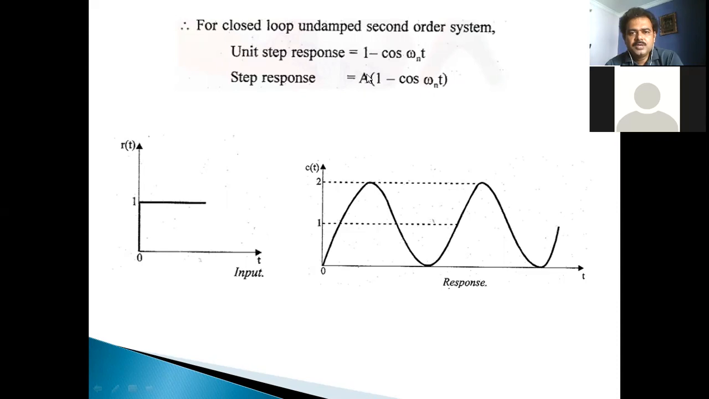In the previous case, because of the exponentially decaying term, e to the power of minus zeta omega n t, these oscillations reduce to the steady state value. Here there is no question of steady state. This is a stable system, but it is oscillatory. It never reaches the input.